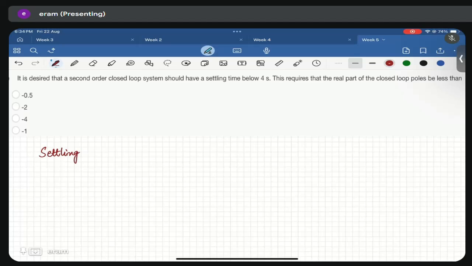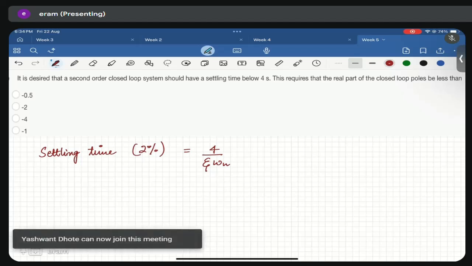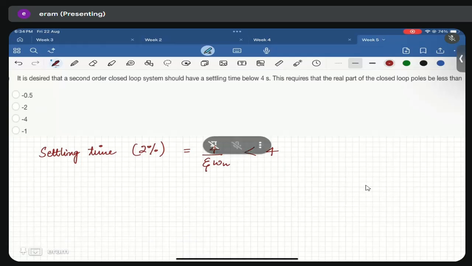Can anyone recall the settling time for the 2% band? Yes, it is 4 by zeta omega n. And the question wants that this should be less than 4 seconds. So what does it mean? It means that zeta omega n should be greater than 1.